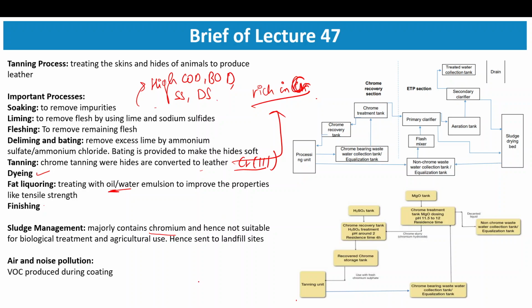Now, if we talk about air and noise pollution, like in any industry, there will be a large number of pumps and motors used. All such instruments generate high noise pollution. So that was all about how wastewater is generated from the tannery industry and how it is treated.